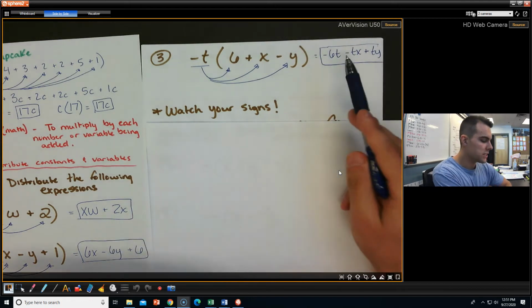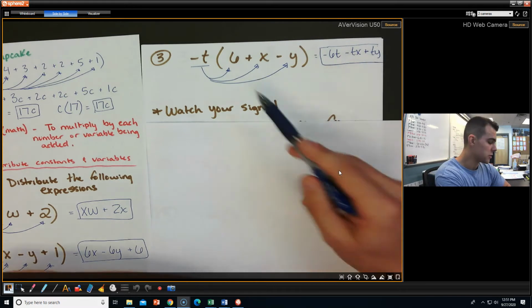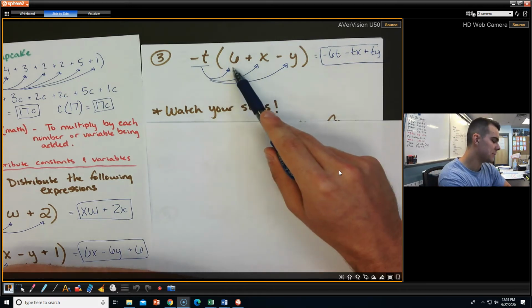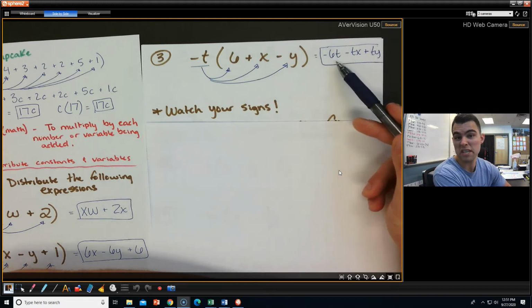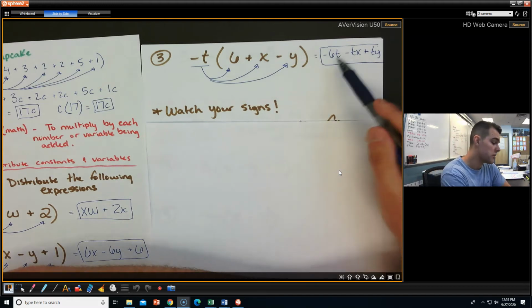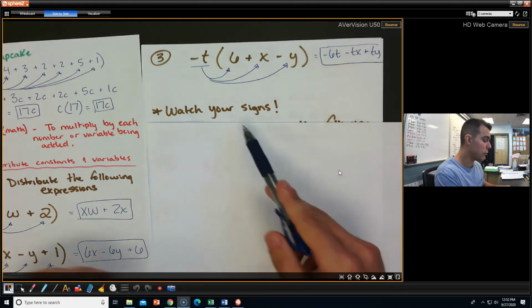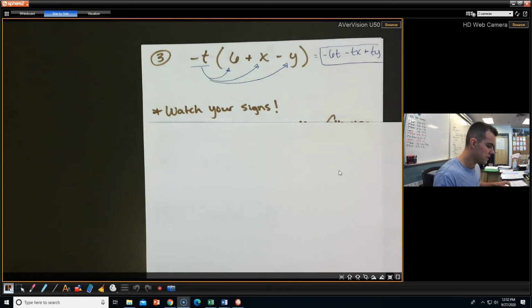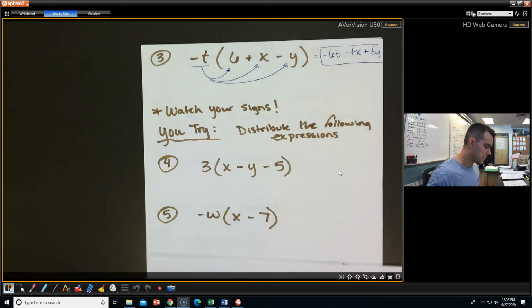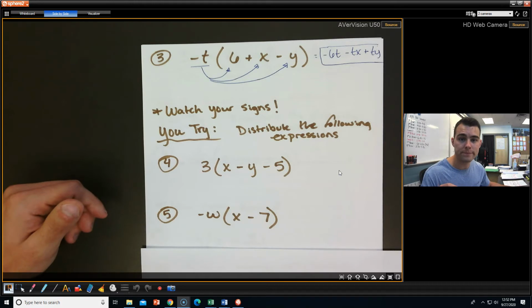Right? Notice I'm writing my constant out in front of my variable. So even though I had negative t times 6, that's the same thing as negative 6 times t. It really is. Okay? So try to get in the habit of putting your constant in front of your variables and watch your signs. They do matter. So now let's see with some U-try problems. I want you guys to try these 2 on your own. Distribute the following expressions and go.